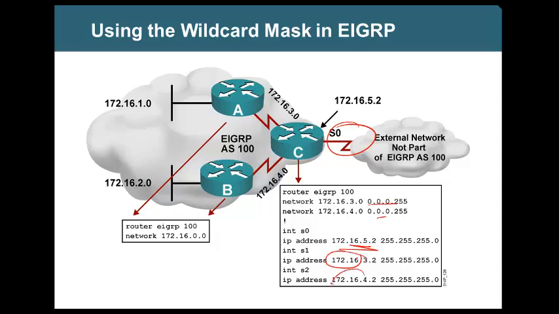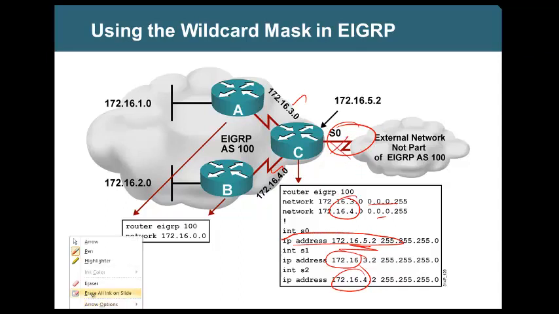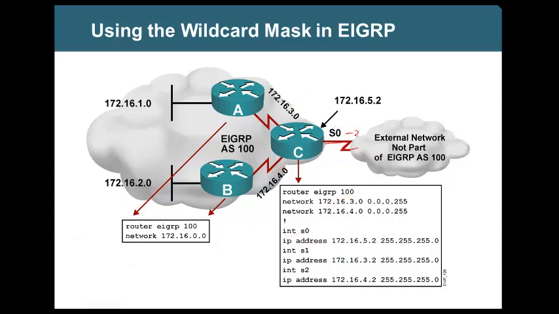You do not want to run EIGRP there because it's connecting to the internet. You do not want to advertise your internal network to the internet. It is outside your EIGRP domain. External. So this is how the wildcard mask is useful in order to do filtering. I do not want to run EIGRP here, which means I do not want to send any EIGRP updates, for safety.